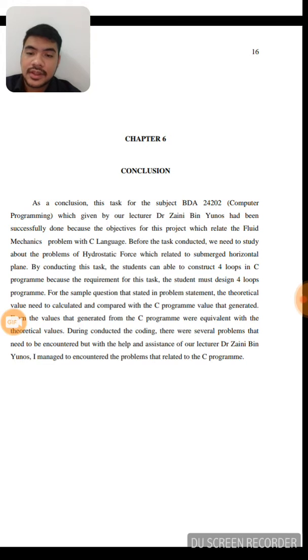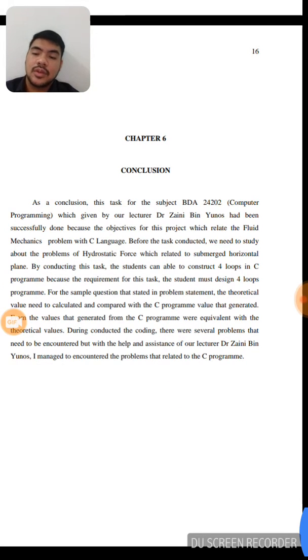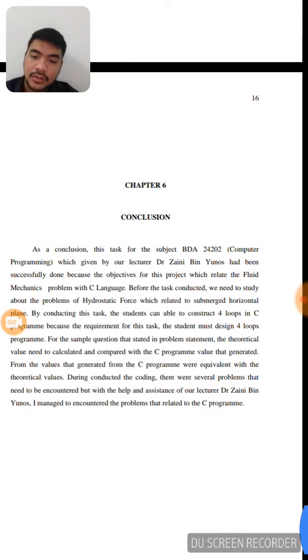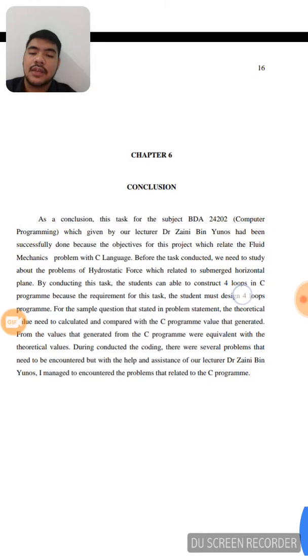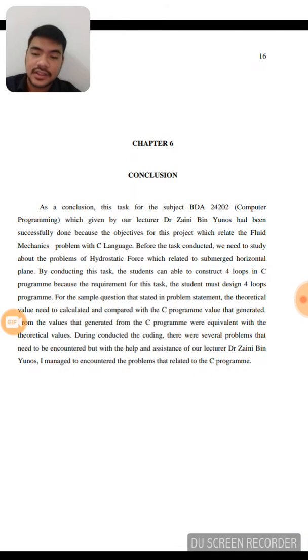For the sample question stated in the problem statement, the theoretical value needed to be calculated and compared with the C program value that was generated. The values generated from the C program were equivalent to the theoretical values. During the coding, there were several problems encountered, but with the assistance of our lecturer, Dr. Zaini bin Yunus, I managed to overcome the problems related to the C program.